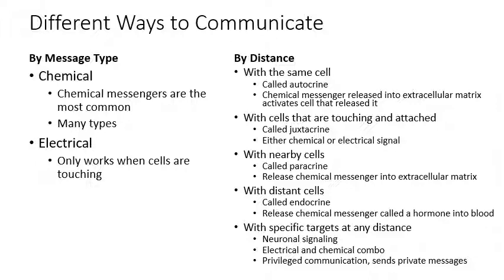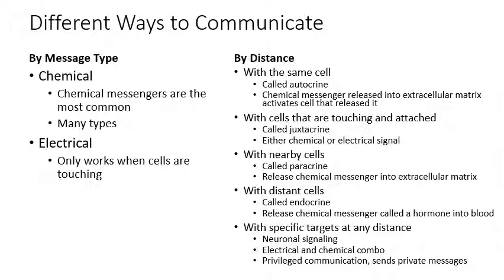So for communication types by distance, first we have autocrine communication, where a cell is communicating basically with itself. In that case, the cell is going to release a chemical messenger into the extracellular matrix, and then that messenger will just loop back around to the same cell that released it and bind a receptor on that cell and deliver its message.